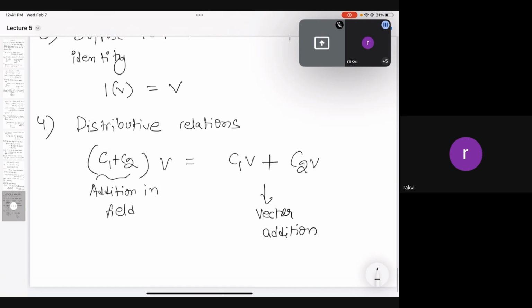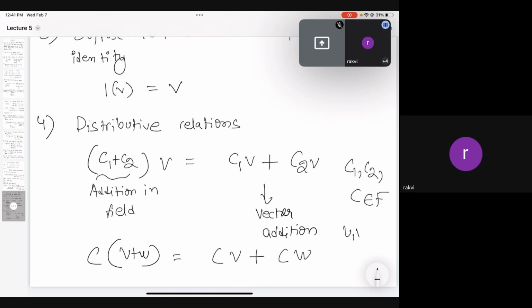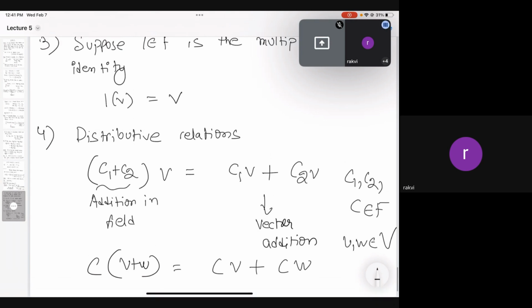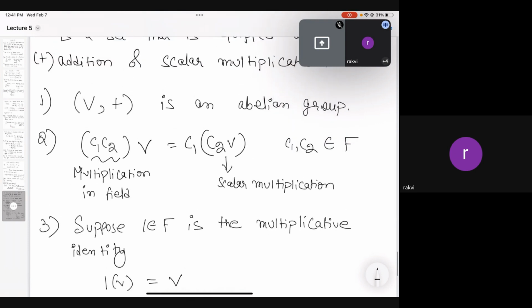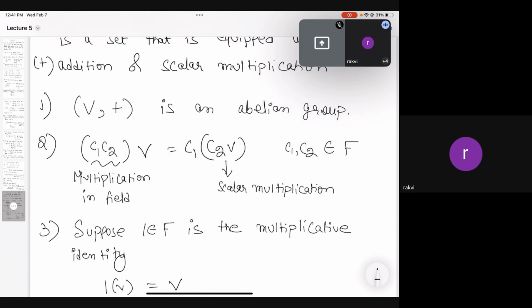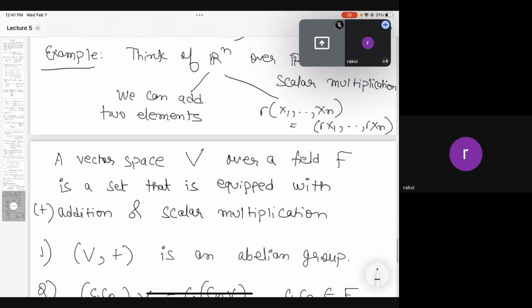And C1 times V is the scalar multiplication. So this is one. And second, if you start with two vectors and multiply with a scalar, that is the same as multiplying V with C and W with C and adding them. Again, this is vector addition. These C1, C2, C are in the field, and V and W are my vectors. Okay, so these are the axioms of a vector space. It's a set along with two operations, and these two operations must satisfy all these properties.